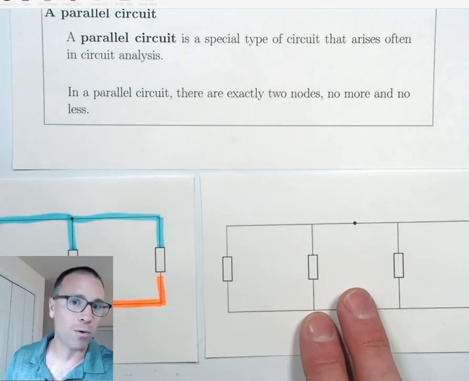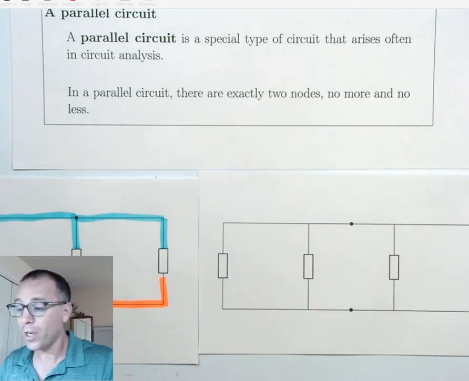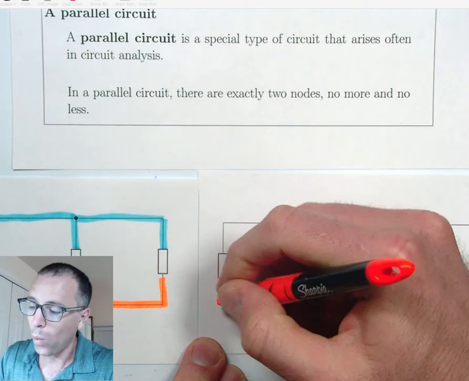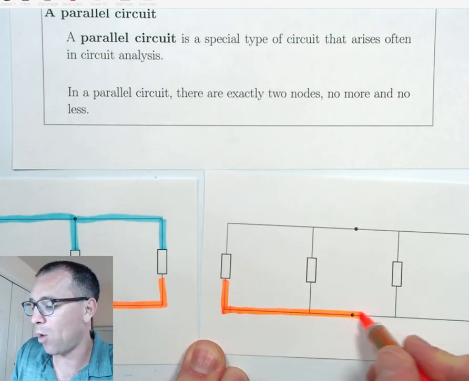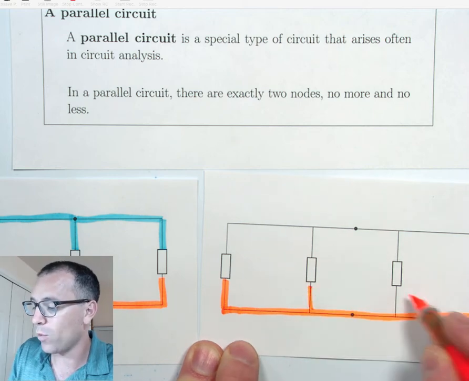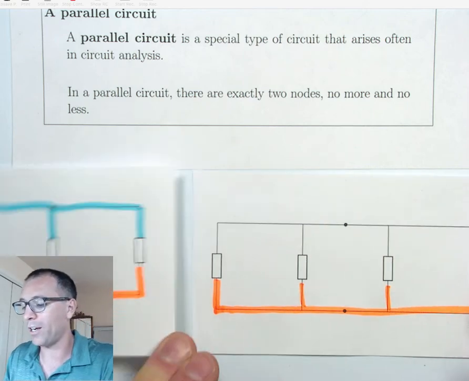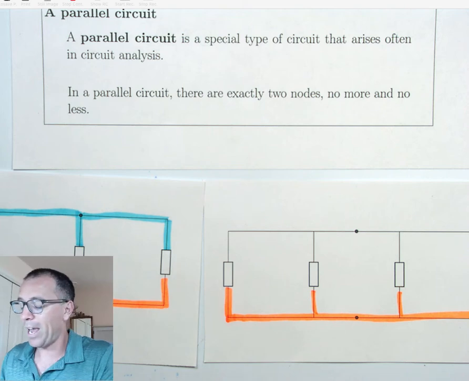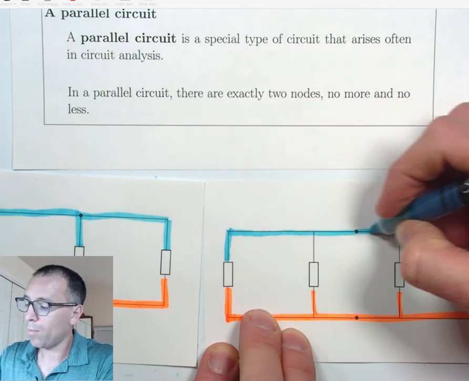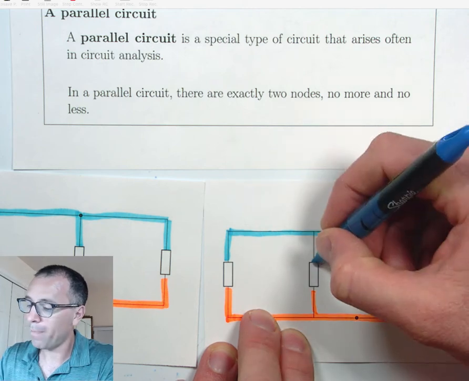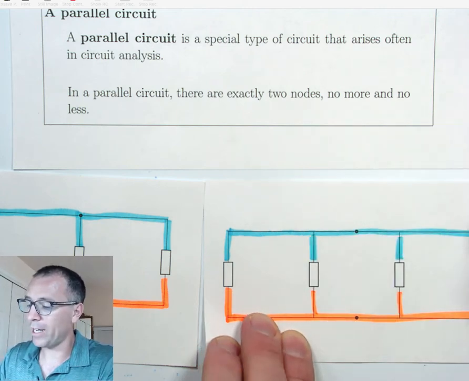A level up from that would be to add an additional element. Notice though, when we add this additional element, we haven't changed the topology of the circuit in terms of how many nodes connect this. Indeed, we have a single node highlighted in orange on the bottom, and we also have a single node highlighted in blue on top. These elements are in parallel.